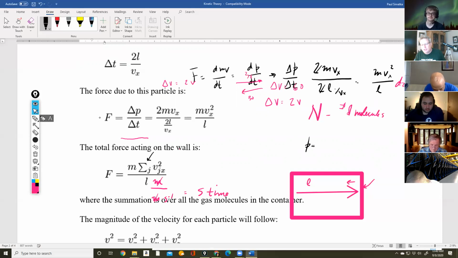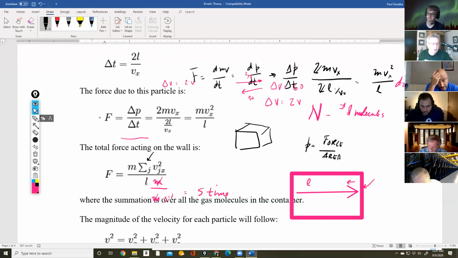Remember, pressure is force over area. So once I know this wall, what do you think I'm going to have to multiply by? 3? No. Oh, 2? No, wait a minute. Are we just in 2 dimensions or 3? I'm in 3 dimensions. This is all taking place in a cube, but I'm only looking at the force on one wall, so how many will I have to multiply by? 6, because there are 6 sides, right?